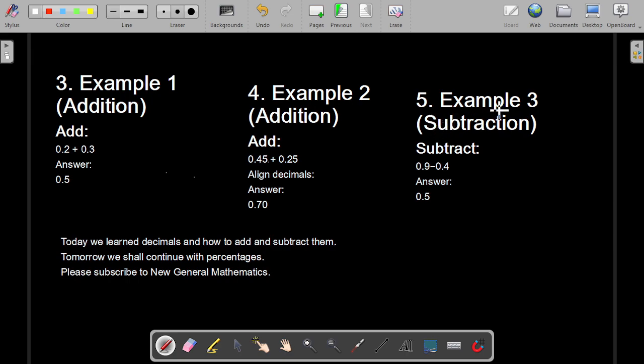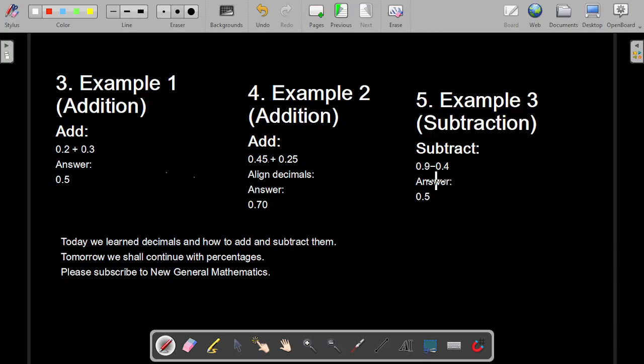We are going to do a different thing entirely here. Subtraction. In decimals we have addition, subtraction, multiplication, and division. So we'll be doing that as we move on. But today, let us do this subtraction. Now we have 0.9 minus 0.4.